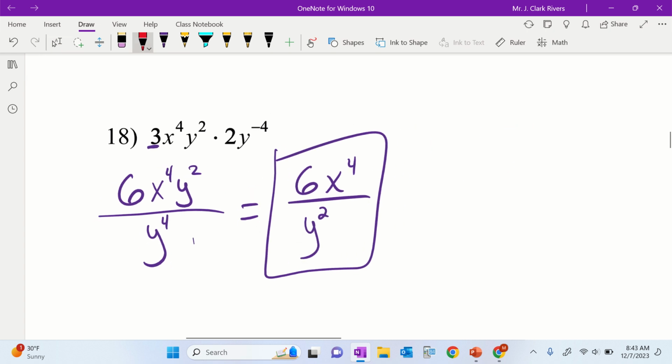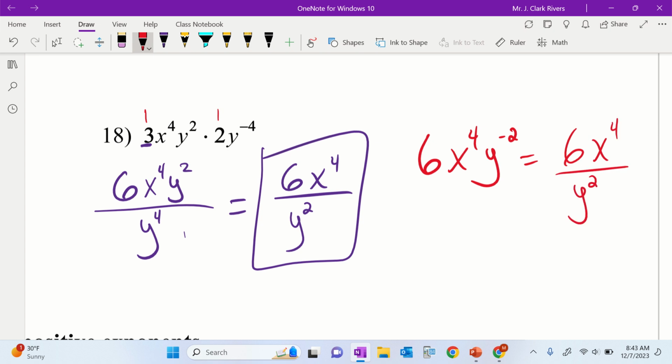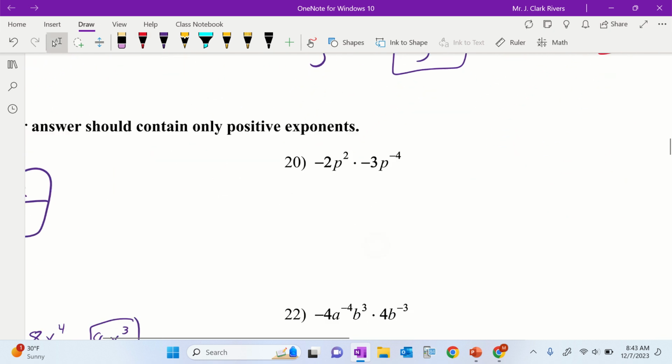Let's talk about the other way we could have done this one. Starts out the same way. 3 times 2 is 6. X to the power of 4 has no match with it, so no other x terms. So we just write down x to the 4th. And then now we can keep that base of y, and then we can add 2 plus negative 4 is negative 2. And so then you would rewrite this with this y to the power of negative 2 in the denominator. 6x to the 4th over y squared. It's the same thing. However you do it, it's about the same amount of work.